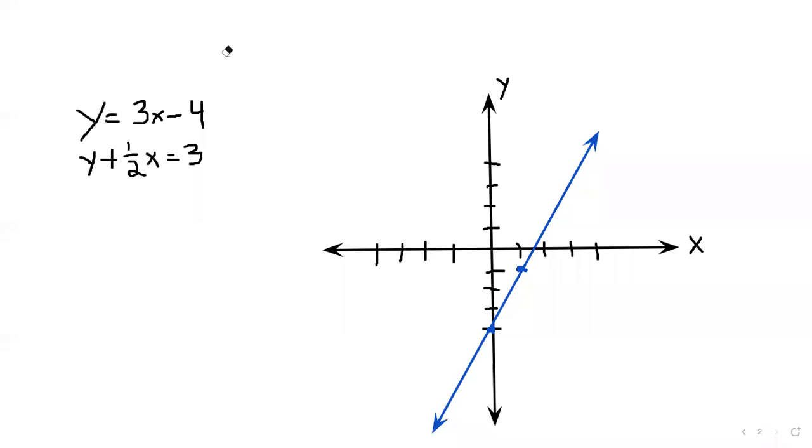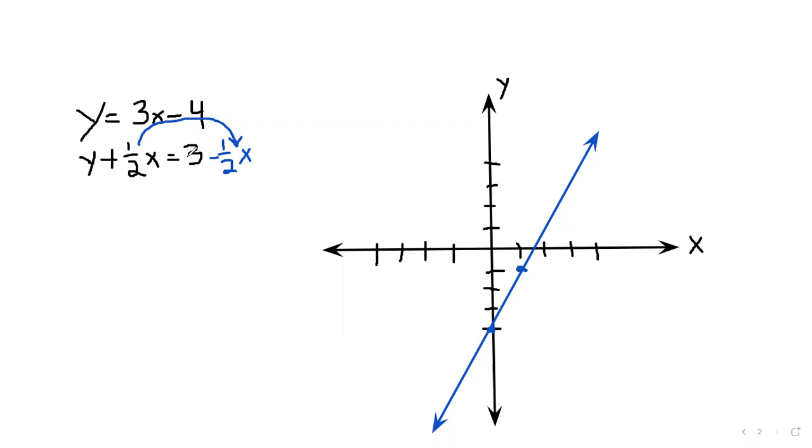Now the second one, you'll notice, is not in that y equals mx plus b form, so we've got to make it look like that. How are we going to do that? We notice it has y and it has this half of x here. The y's got to be by itself, so the half of x has got to jump the fence and come over here. When it does, it'll change its sign to -1/2 x.